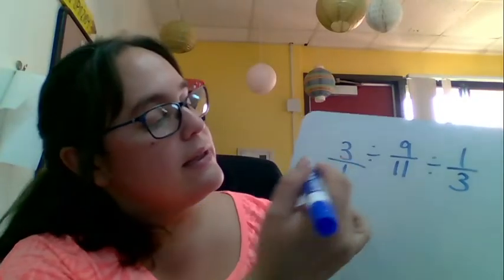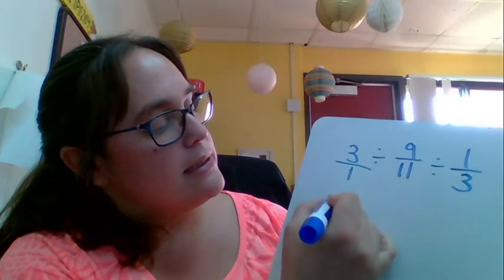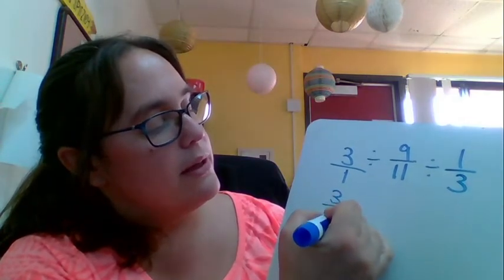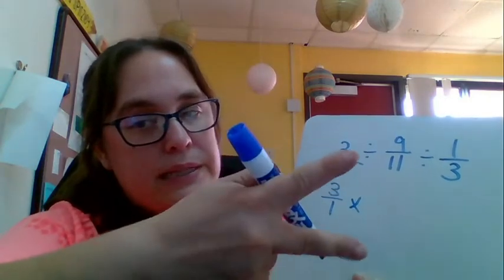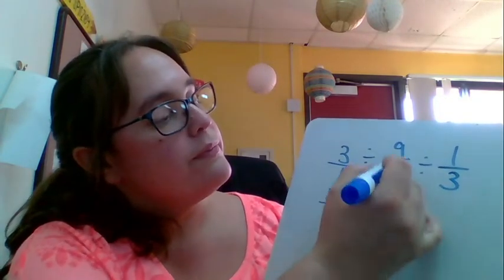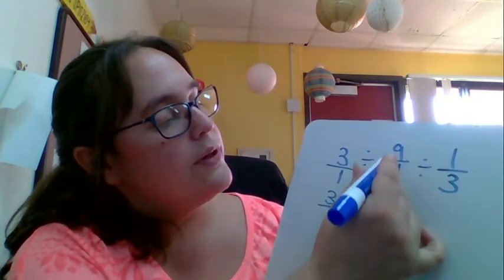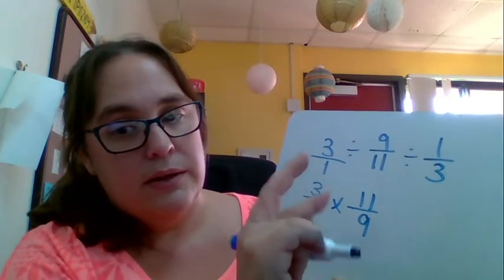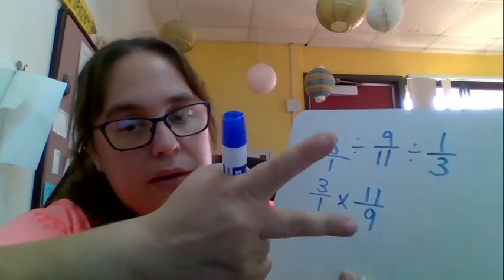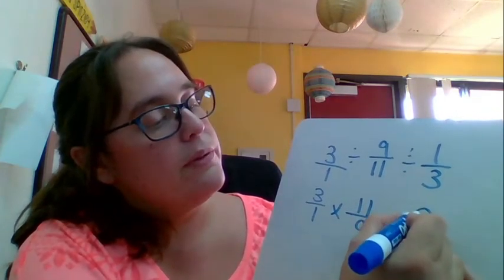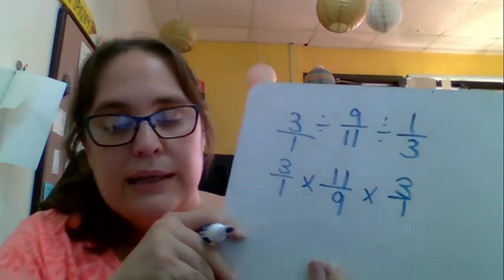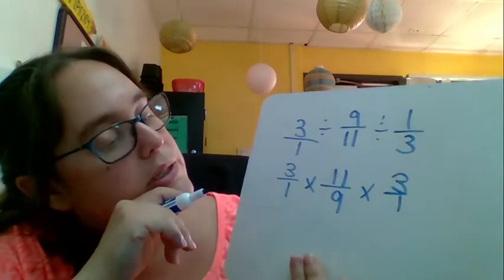So let's take a look at this. You're going to keep this. This becomes 3 over 1. You're going to multiply by the reciprocal. 11 over 9. Multiply by the reciprocal. 3 over 1. Ooh, I think we might have some cross-reducing here.